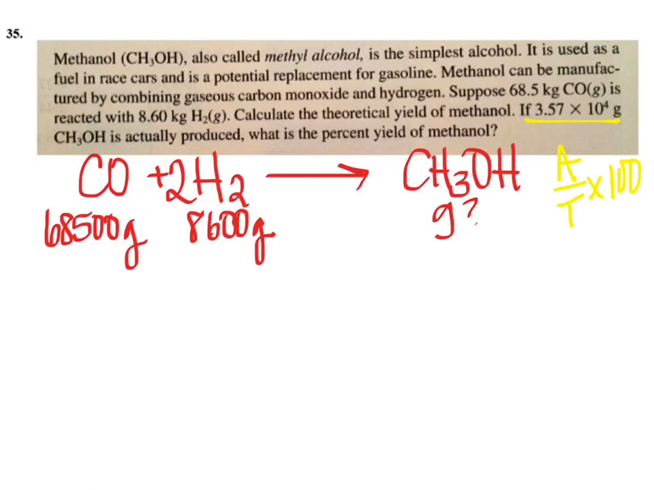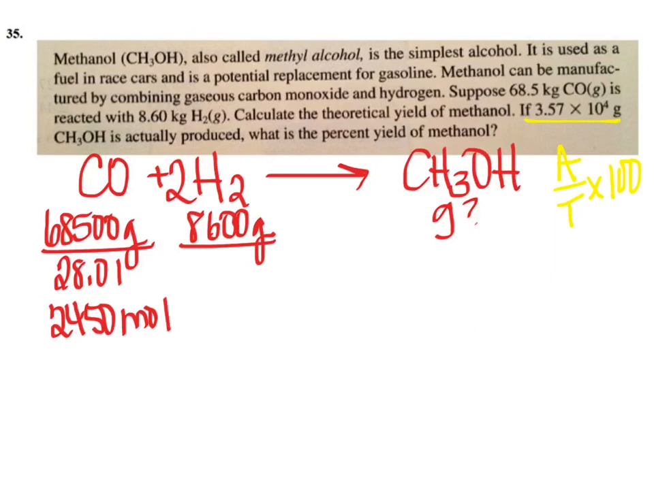We're in grams, so the first thing we need to do is go to moles. We're going to divide carbon monoxide by 28.01, which is the molar mass, and to 3 sig figs I've got 2450 moles. For the next one, I divided by 2.016, and I got 4260 moles.